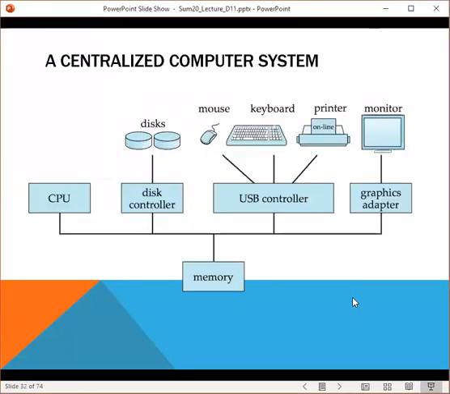centralized mainframes. So here's a centralized computer system. You have your CPU and memory. You have disk controllers that would control the disks. And then you have graphics adapters that provide support for monitors. And then you'd have also controllers that would go out for printers and remote keyboards, and serially attached RS-232 monitors.